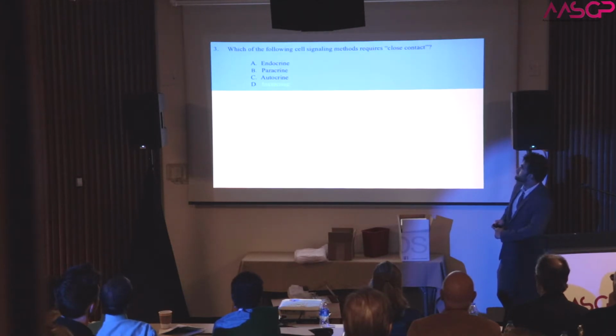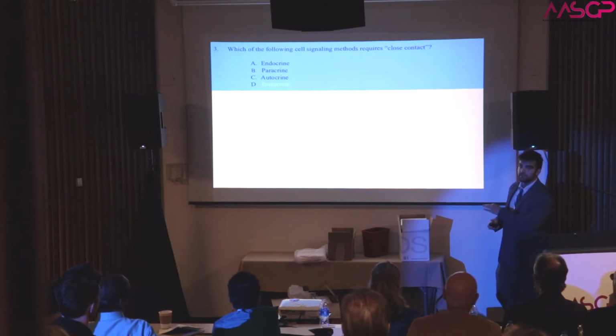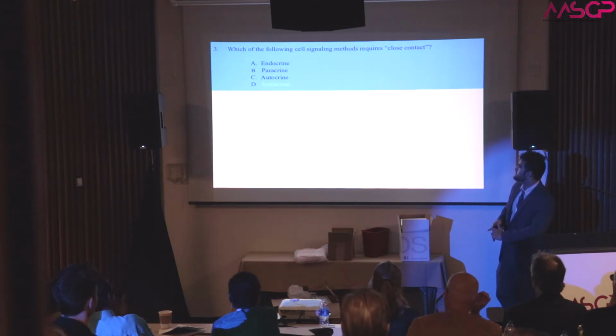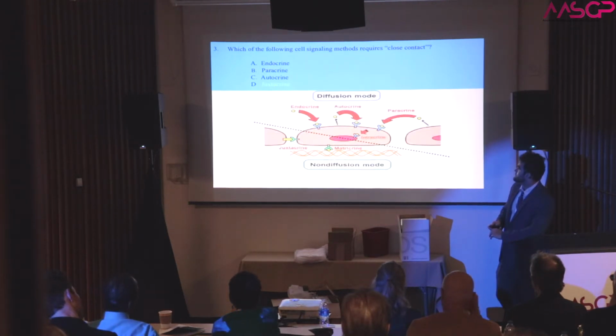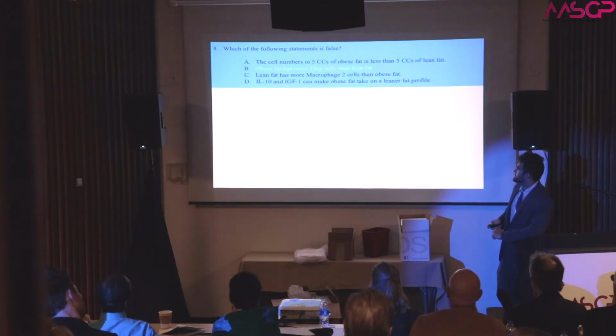Which of the following cell signaling methods requires close contact? Endocrine, paracrine, autocrine, juxtacrine. Endocrine is where a signal goes down the bloodstream to act on another organ. Paracrine is where it acts nearby. Autocrine is where it acts on itself, auto in the name. Juxtacrine, juxta is the prefix for near, so that's going to be close contact. That's why the answer is juxtacrine. Here's a little picture showing exactly what those are. Paracrine is from cell to cell. Juxtacrine is just nearby, which is what differentiates them.